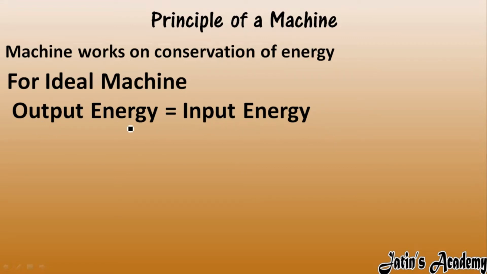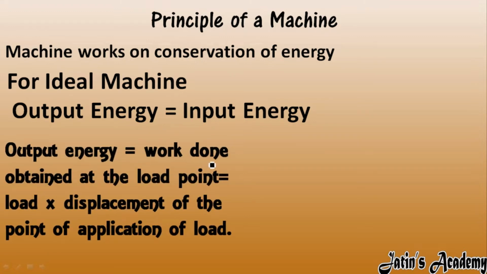What is the meaning of output energy? Output energy means work obtained at a load point. So work is done by the machine on the load. This is called work output. The energy at the load point is called output energy. So this is basically load into displacement of the point of application of load, or simply load into displacement of load.